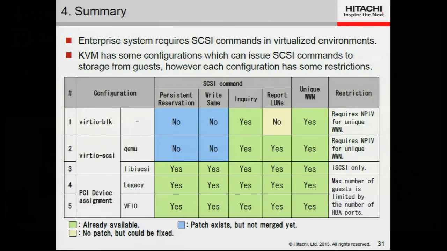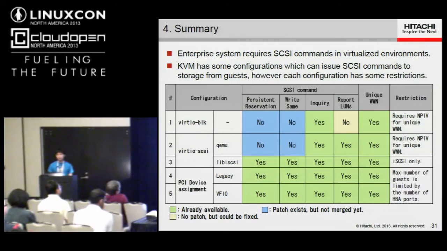This is a summary of my presentation. Enterprise systems require SCSI commands in virtualized environments. KVM has some configurations which can issue SCSI commands to storage from a guest. However, each configuration has some restrictions. Virtio-block and virtio-SCSI with QEMU target cannot handle persistent reservation and write same if QEMU is not running as a root user. It also requires NPIV to assign a unique WWN. And virtio-block has a problem in Report LUNs.